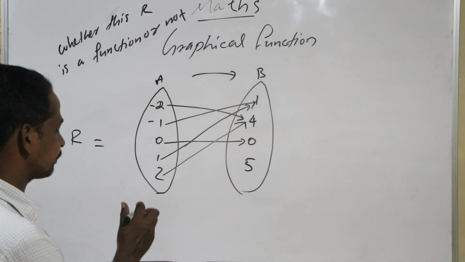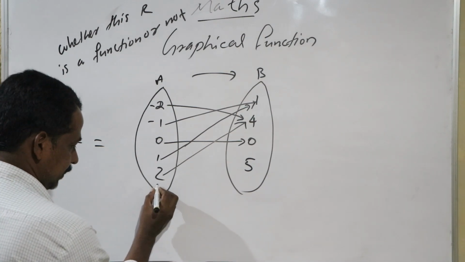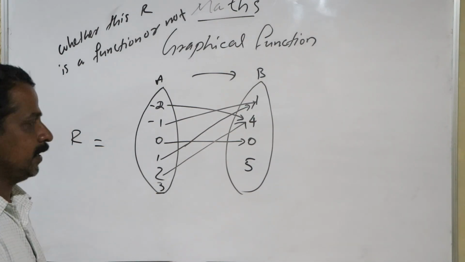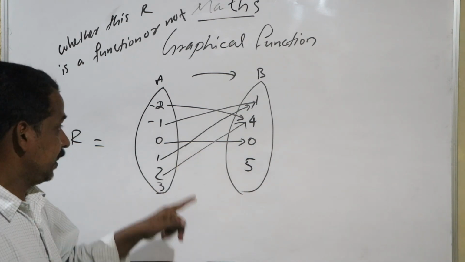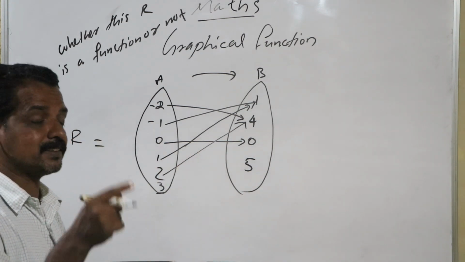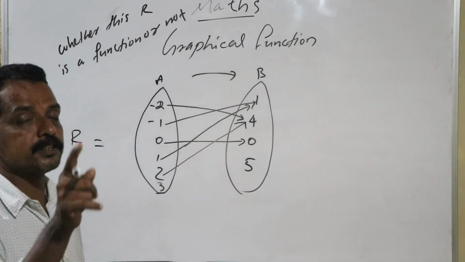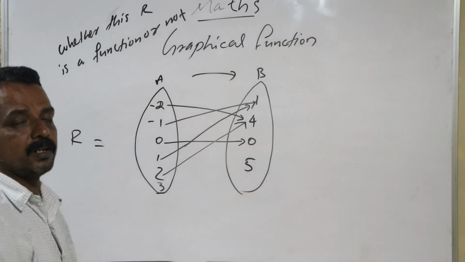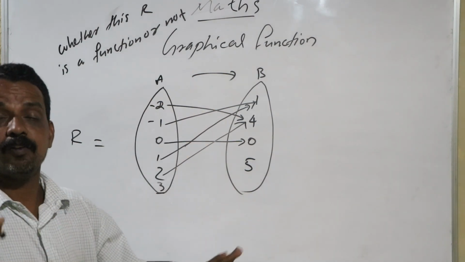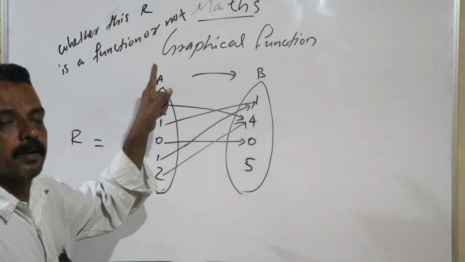Okay, then here is another element, 3. Now, is it a function? No. Why? The element 3 in set A has no image in set B. So this relation is not a function.